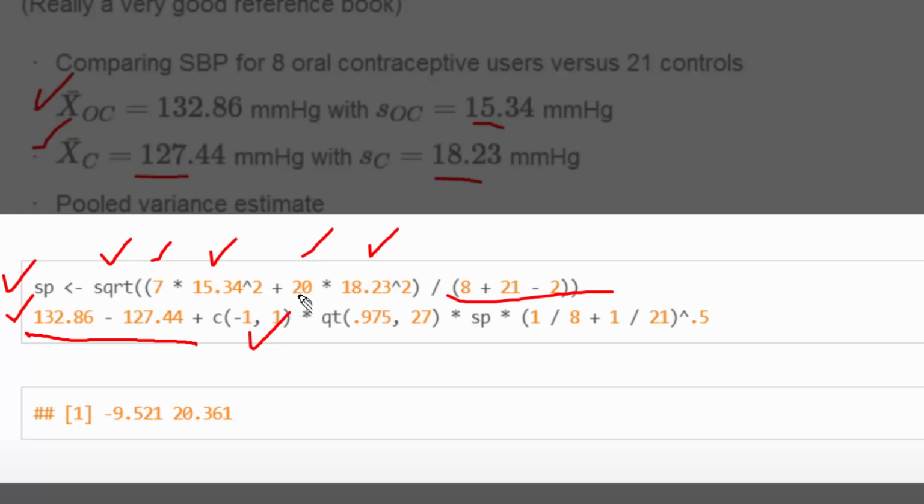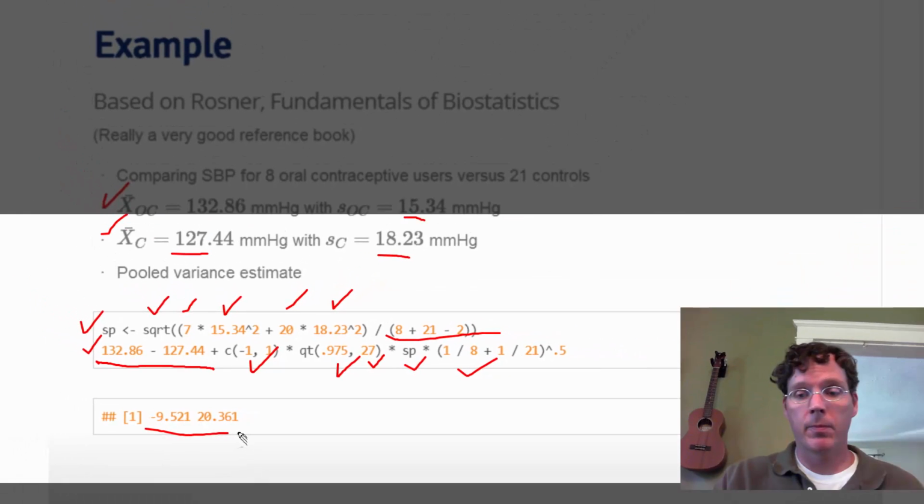Then I want to add and subtract the relevant T quantile, 27 degrees of freedom, which is 8 plus 21 minus 2, times the pooled standard deviation estimate times 1 over n1 plus 1 over n2, raised to the 1/2 power. I get about -10 to 20. In this case, my interval contains 0, so I cannot rule out 0 as the possibility for the population difference between the two groups.